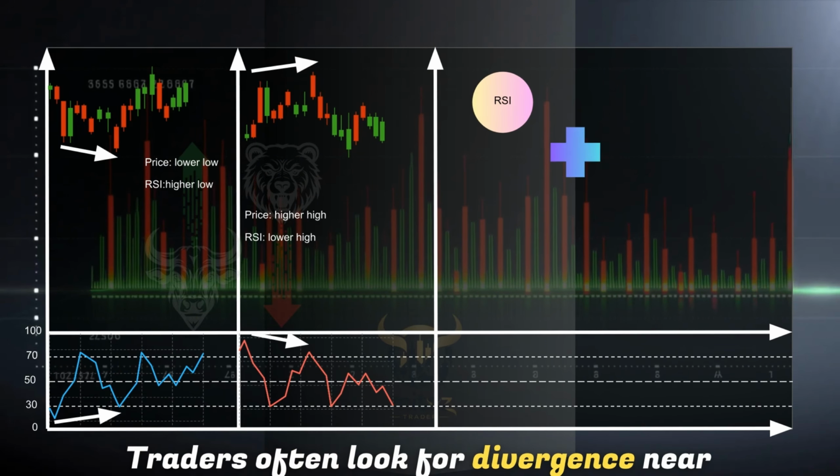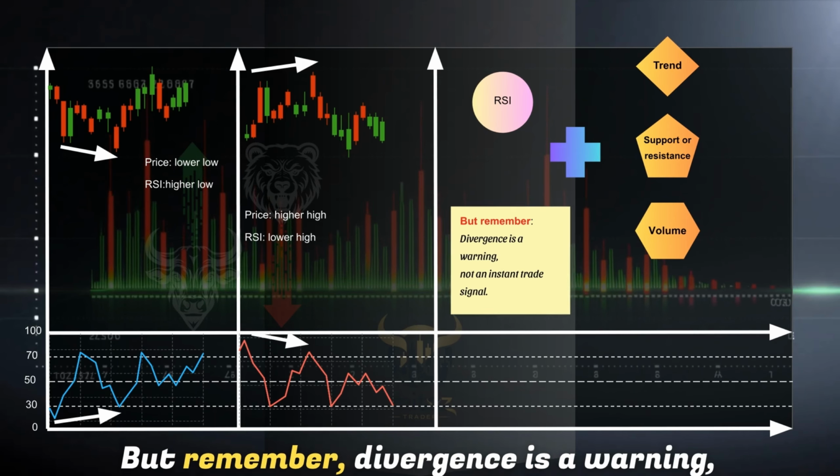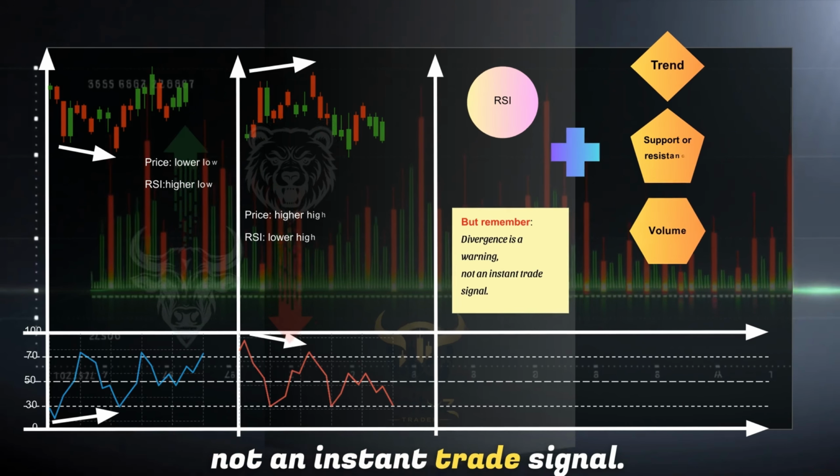Traders often look for divergence near support or resistance. But remember, divergence is a warning, not an instant trade signal.